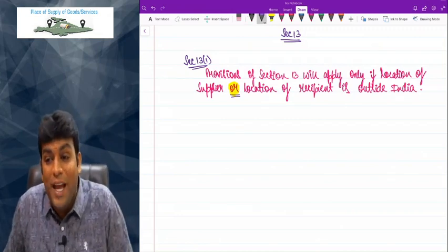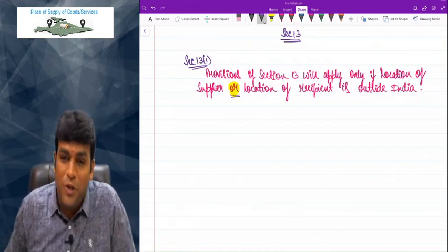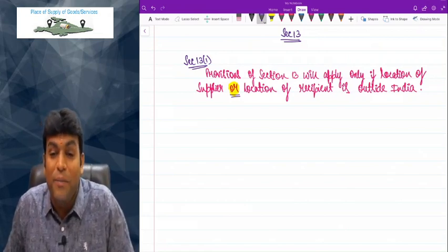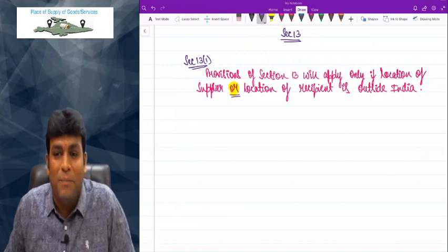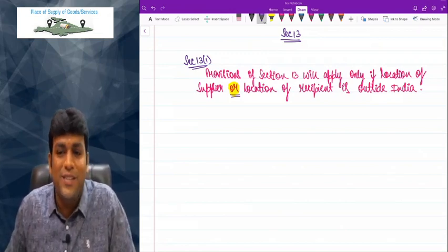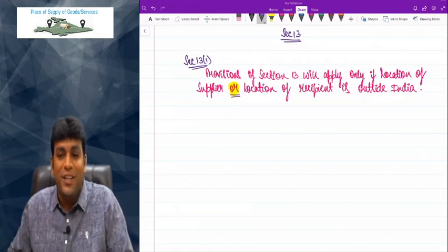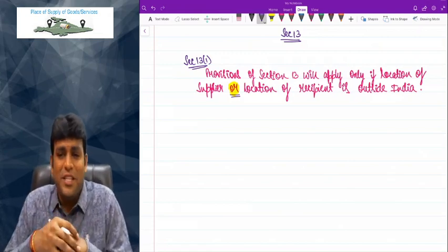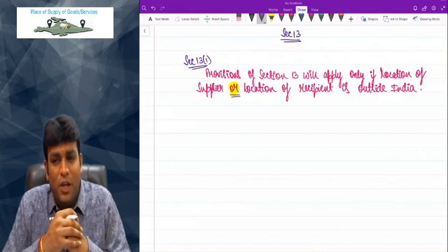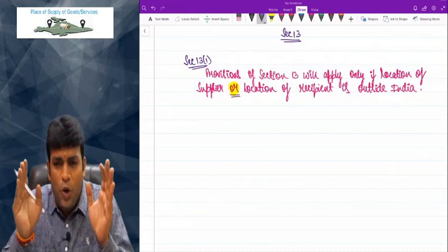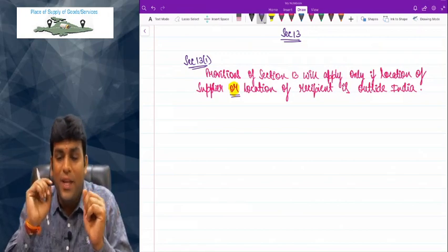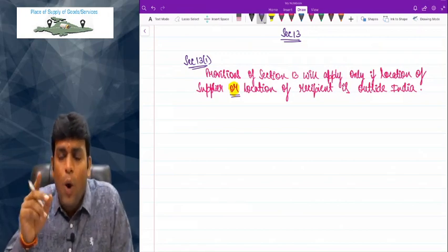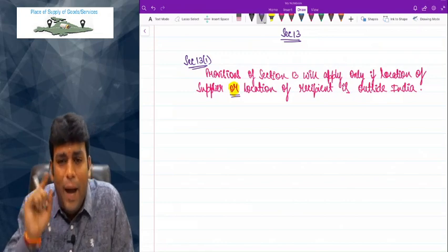When will section 12 apply? 12 applies only when location of supplier and location of recipient both are in India. So if one of them is outside India, then 12 will not apply, section 13 will apply. That is a beautiful point you have to observe, sir. Come on, please write this first point. Section 13.1. Provisions of section 13 will apply only if location of supplier or location of recipient is outside India. So when one of them is outside India, only then section 13 will apply.